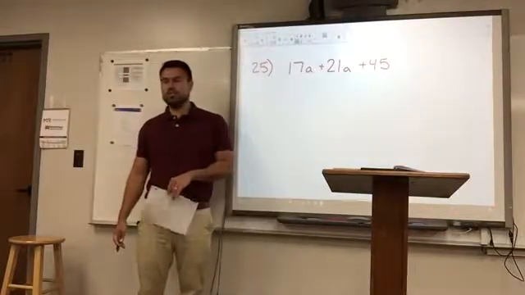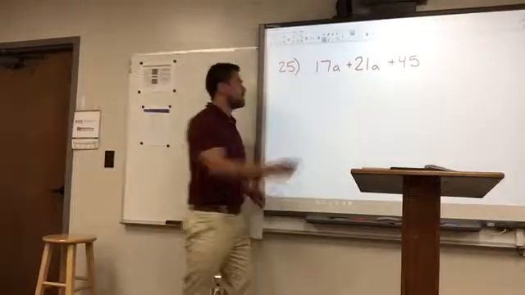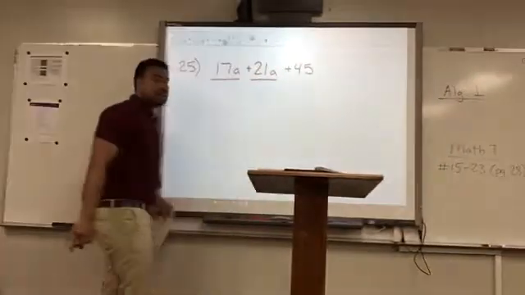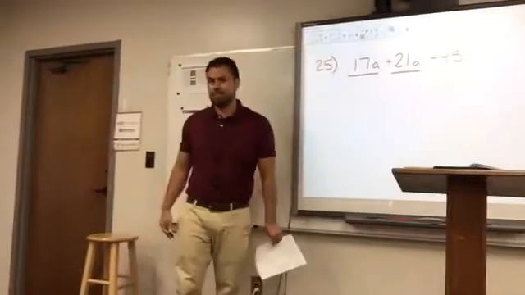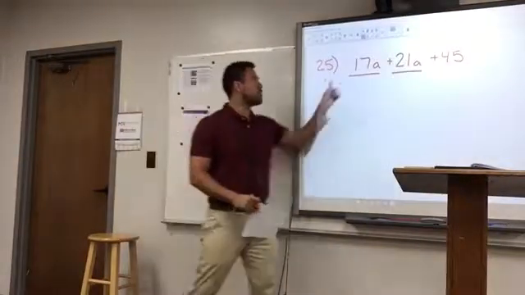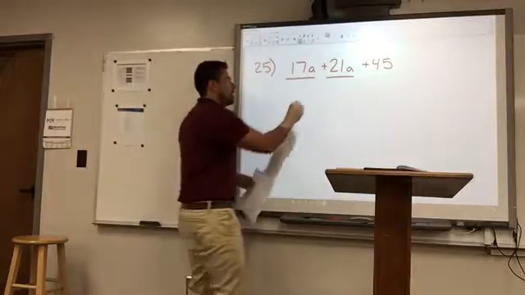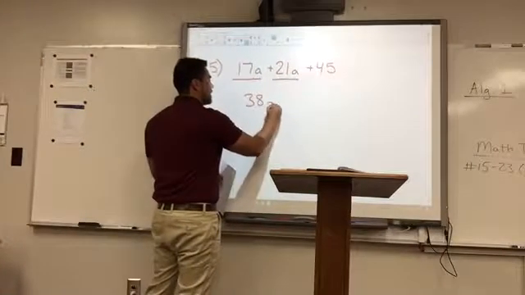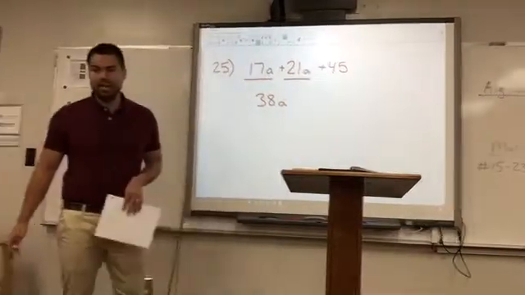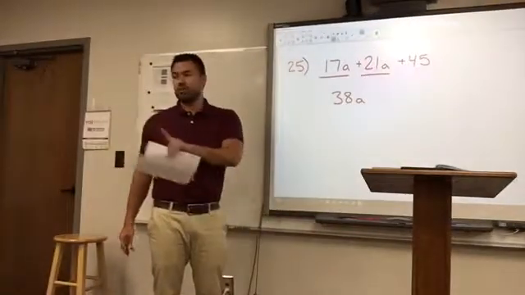Are any of them like terms? Michael. Yes, two of them, the first and second. That means I can combine them by adding the numbers in front of the A. So it's 17 plus 21? 38. And now that gives me 38A. That's what you got for your first term.